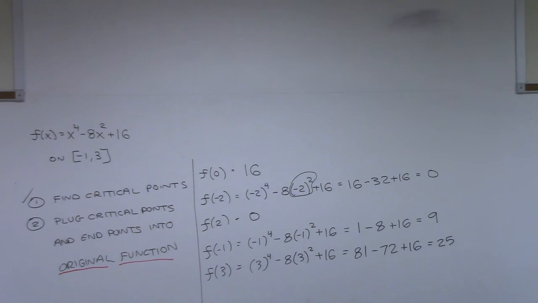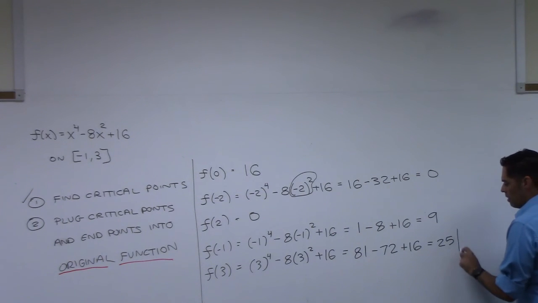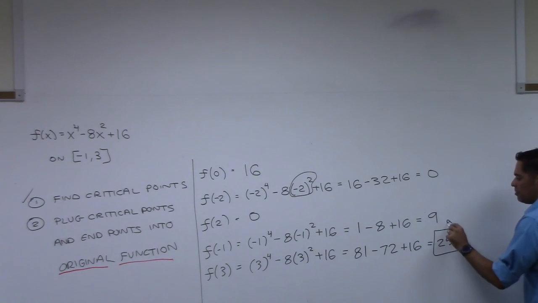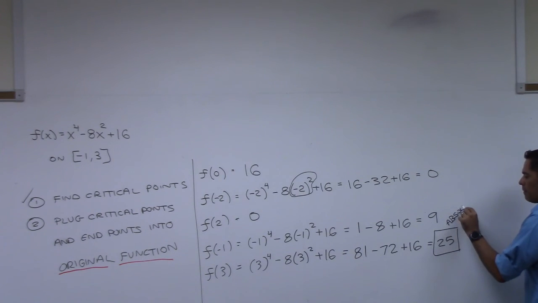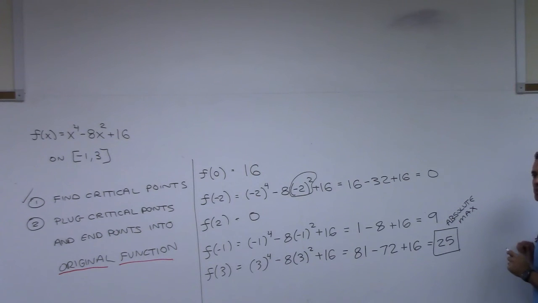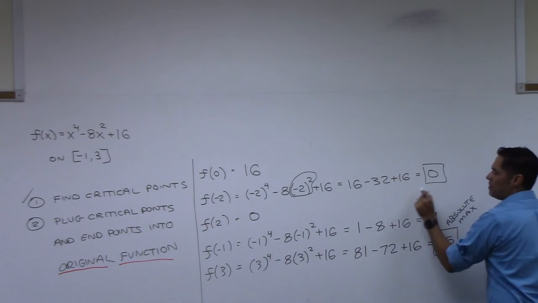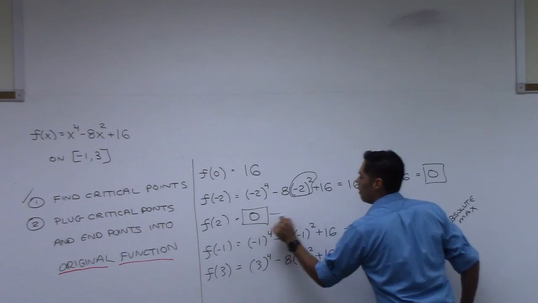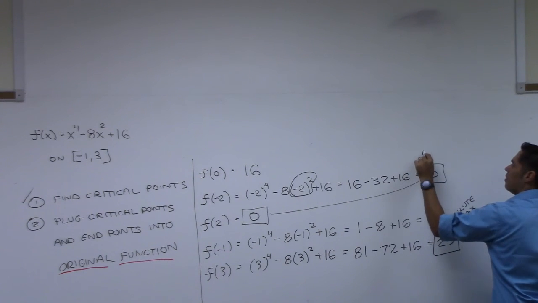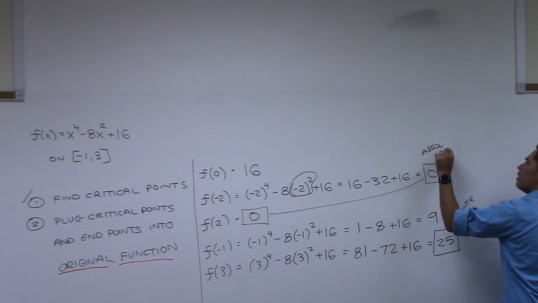Understand? What is the absolute maximum value of this function on this interval? 25 is the absolute maximum. 0 would be your min. And the absolute minimum actually happens at 2 different places, doesn't it? But the value is just 0.